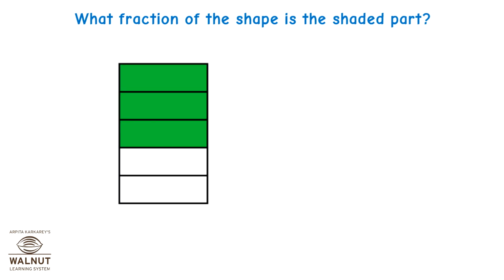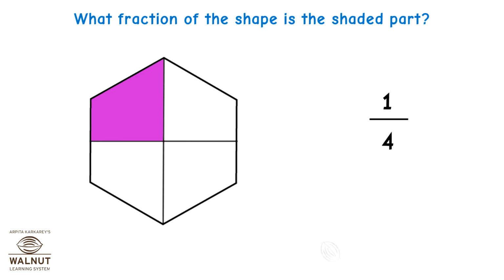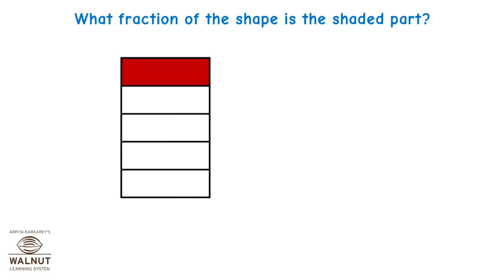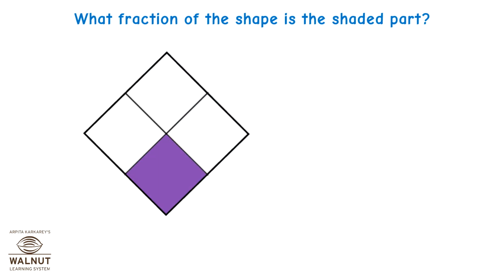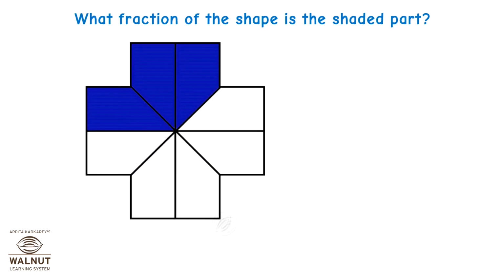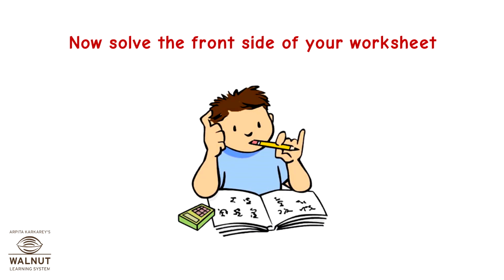What fraction of the shape is the shaded part? 3 by 5. And this one? 1 by 4. How about this one? 1 by 5. What fraction of the shape is the shaded part? 3 by 4. And what about this? 1 by 4. And this one? 3 by 8. Now solve the front side of your worksheet.